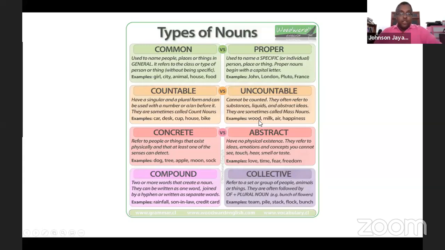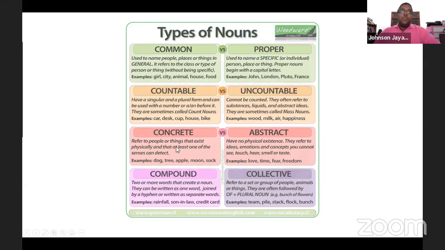So wood, you can't count. Milk, you can't count. You can measure milk, okay? You can measure it as in 1 pint of milk or 2 pints of milk, or in liters, you could say that. Air, you can't see it, you can't count it, okay? And then happiness, again, is just an idea, a feeling, so you can't count that. So these are uncountable nouns, okay? So countable nouns and uncountable nouns.